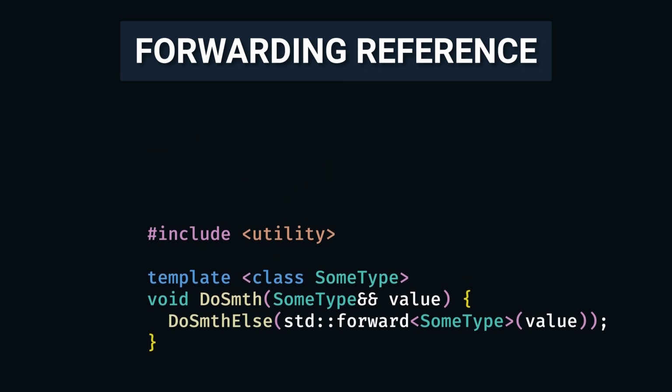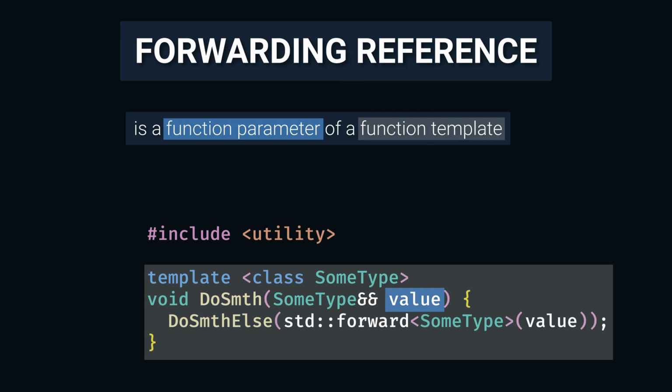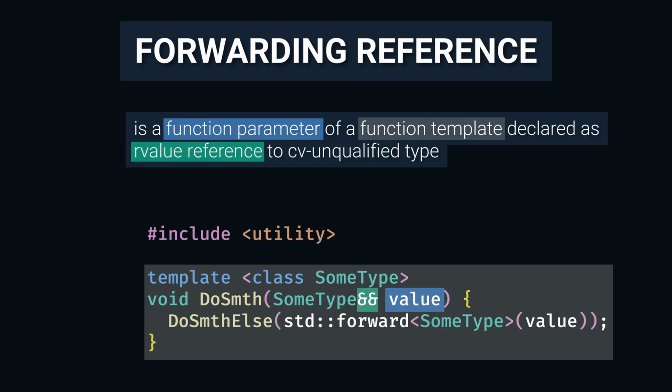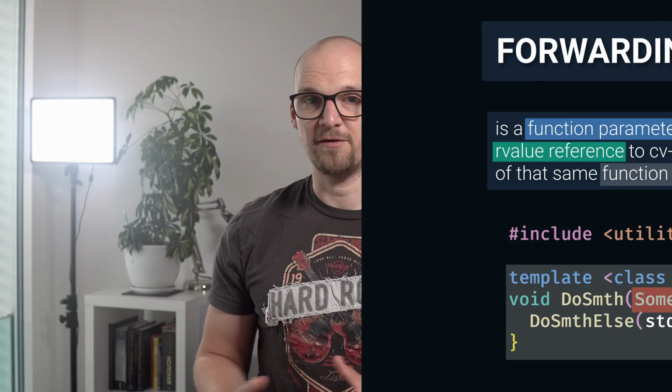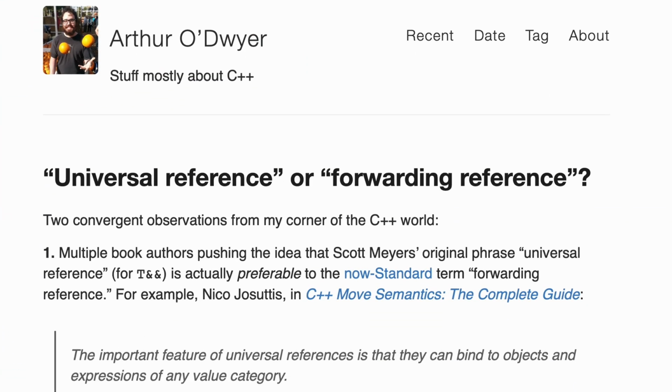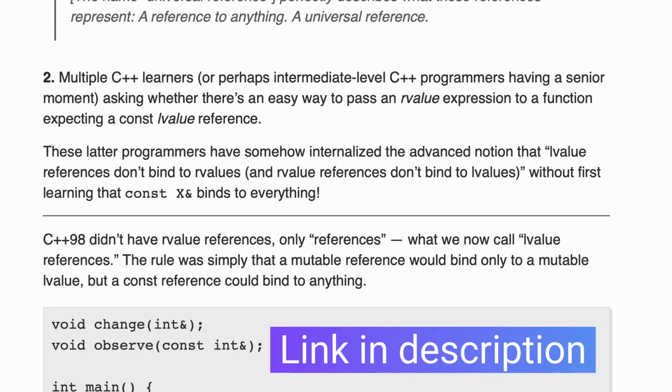More formally, to quote cppreference.com, a forwarding reference is a function parameter of a function template declared as an rvalue reference to a cv-unqualified type template parameter of that same function template. Sometimes you will also hear people calling it a universal reference, a term coined by Scott Meyers, but I prefer the name forwarding reference, as it is the one used in the standard today. If you want to learn more about it, please feel free to read Arthur O'Dwyer's post about this. He described it all much better than I ever could.